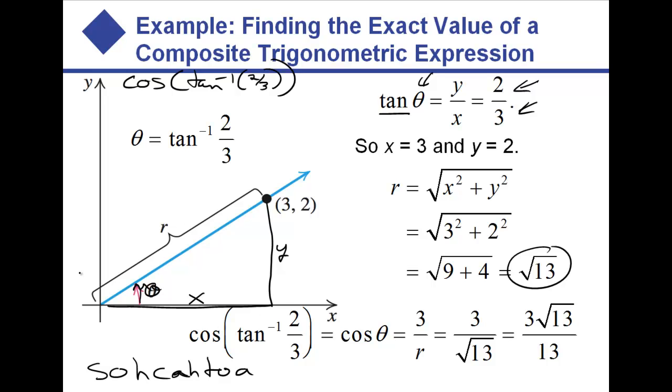Now we're going to do cosine of that same angle. Well, cosine of that same angle, remember cosine is adjacent over hypotenuse, gives us x over r. X we already know is 3. R we just found is square root of 13. So 3 over square root of 13, and then of course we rationalize the denominator, and there's the answer.